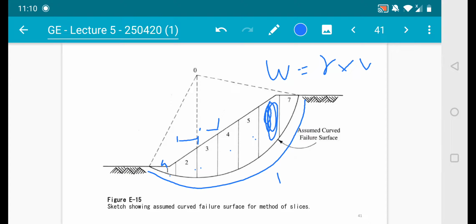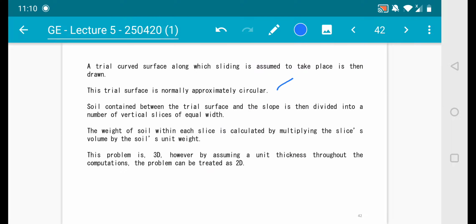Okay, so you have kilonewton per meter cube here, multiplied with meter cube. So in the end, you get kilonewton, which represents the weight. Okay, we pass this part.